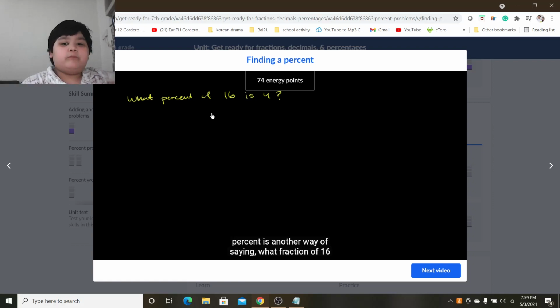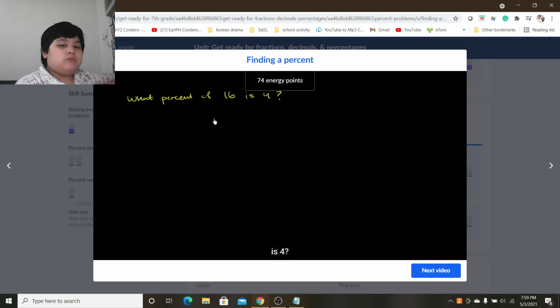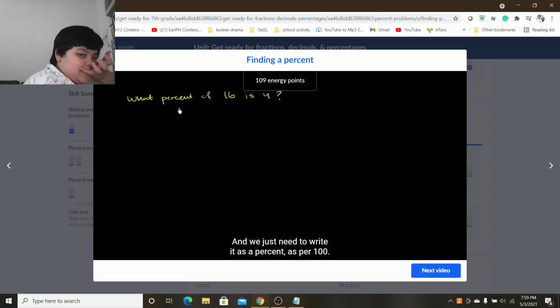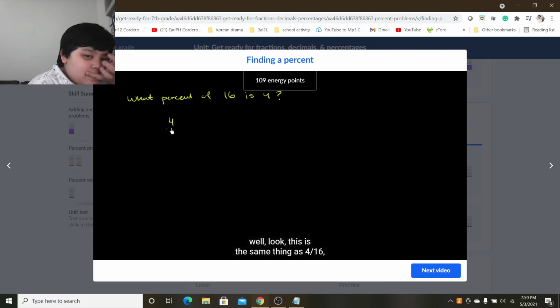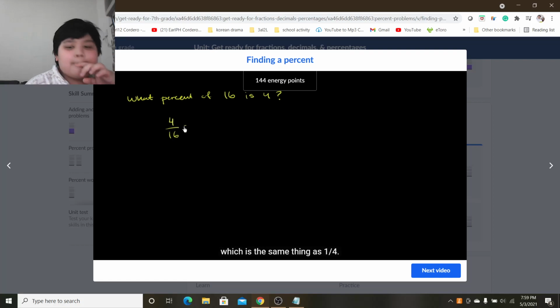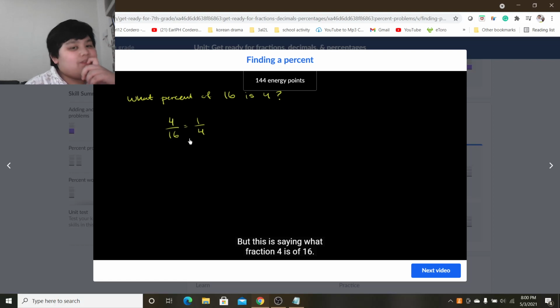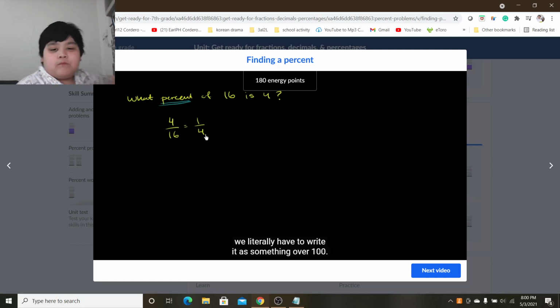Saying what percent of 16 is 4 is another way of saying what fraction of 16 is 4, and we just need to write it as a percent, as per 100. What fraction of 16 is 4? This is the same thing as 4/16, which is the same thing as 1/4. 4 is 1/4 of 16. But this still doesn't answer our question: what percent?